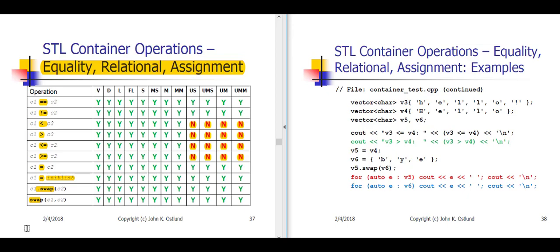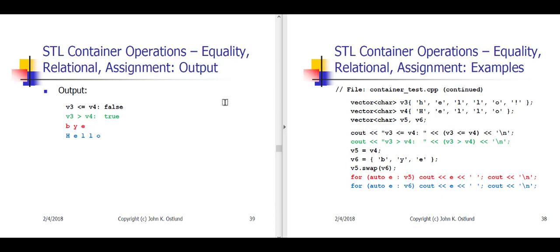Okay, so we're going to take a look at this now, starting with this code on slide 38. And on slide 39, we have the output produced by the code on slide 38. All right, there's nothing really tricky going on here on slide 38. v3 is a vector of char initialized with 6 chars, h-e-l-l-o and an exclamation mark. v4 is also a vector of char initialized with 5 char, capital H this time, followed by lowercase e-l-l-o. And v5 and v6 are empty vectors of char.